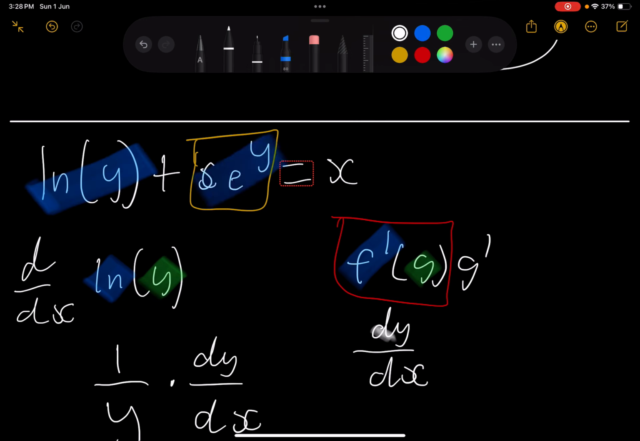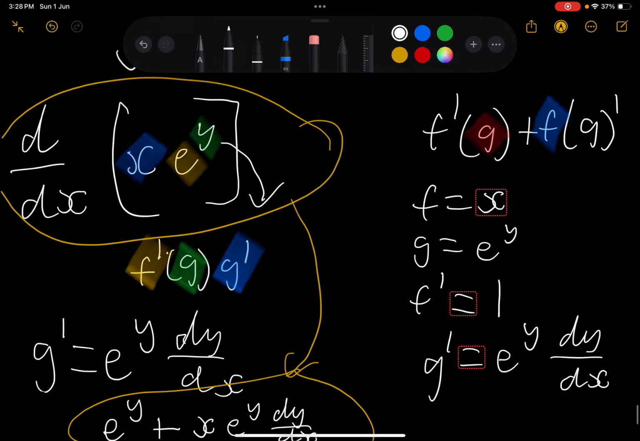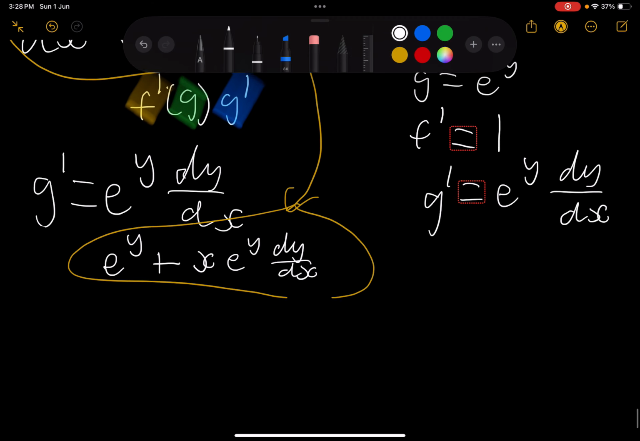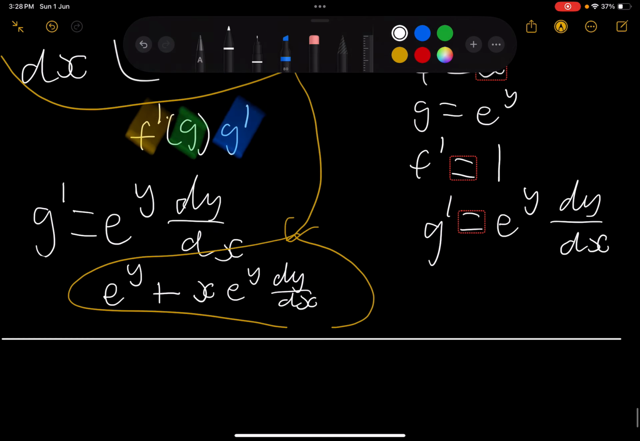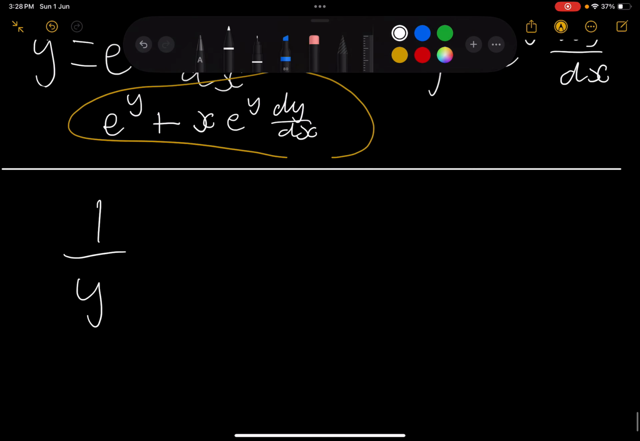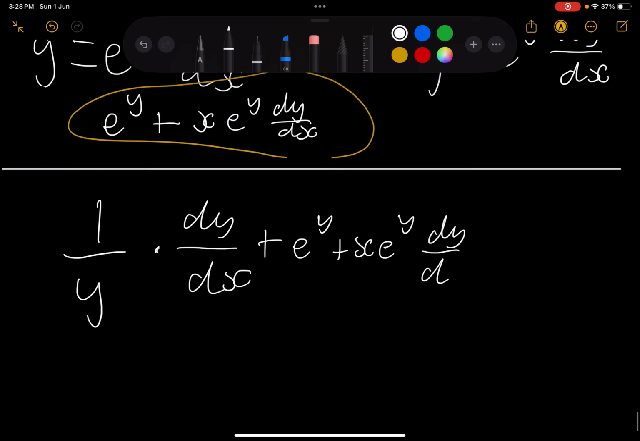And then the derivative of x over here is just going to be equal to 1. So if we put all of that together, which, sorry, you can't really see it, but I'll take everything down. That means that we're going to have 1 over y times dy over dx plus e to the y plus x e to the y dy over dx. And then the derivative of x was just 1.